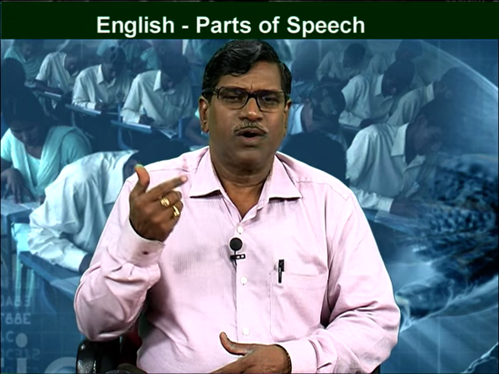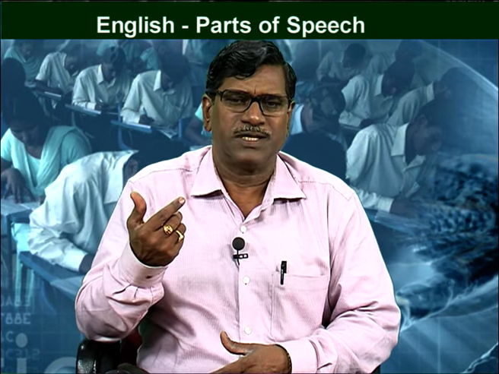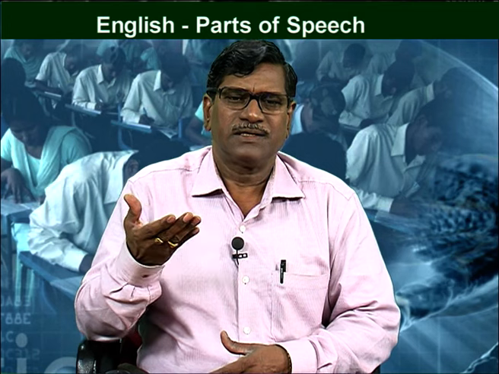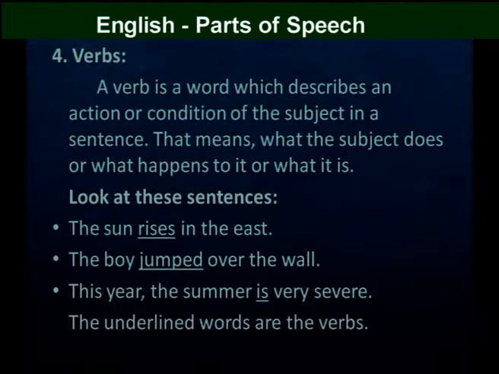That means what the subject does or what happens to the subject in the sentence is clearly given by the verb in the sentence. See, for instance, the sun rises in the east. Who rises in the east? The sun. What does the sun do? The sun rises in the east. The boy jumped over the wall. What did the boy do? He jumped over the wall.